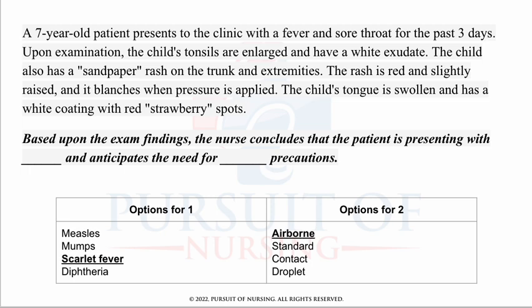All right, so characteristic of scarlet fever is that fine sandpaper type rash and a red strawberry tongue. So be able to associate scarlet fever with those assessment findings. Also, this patient will need to be placed on airborne precautions until 24 hours after the initiation of antibiotics.